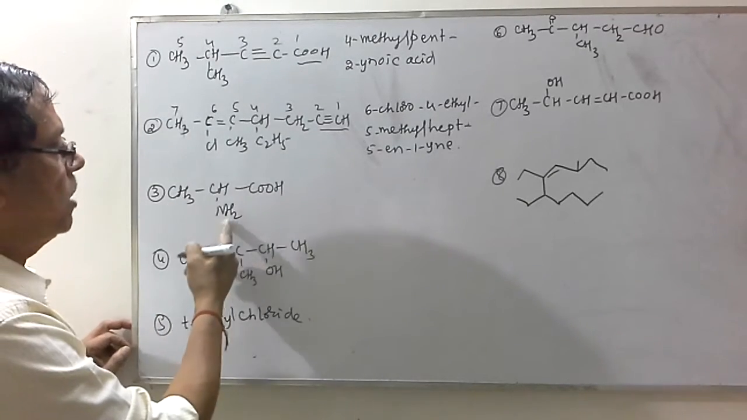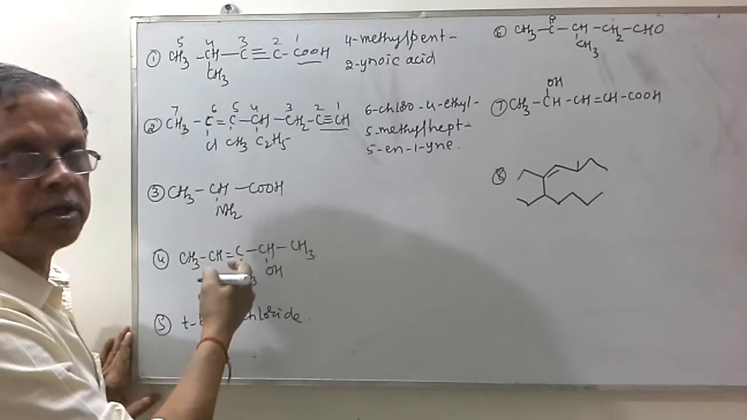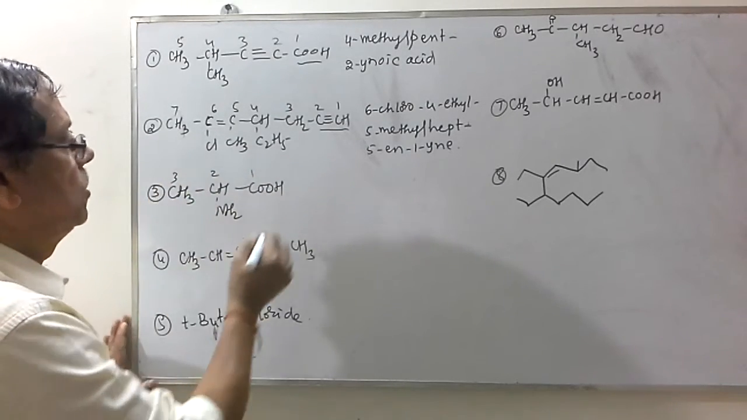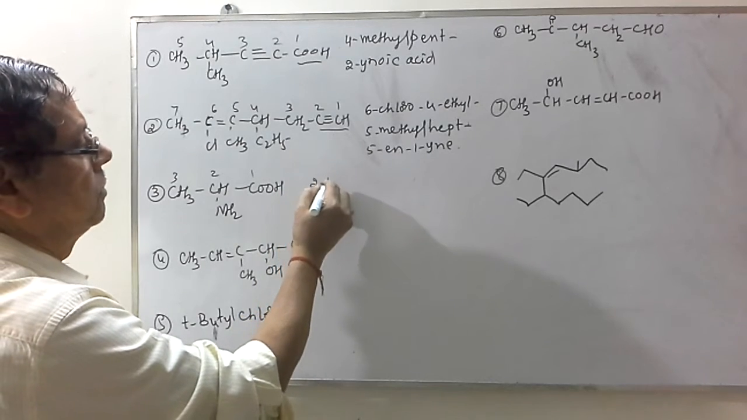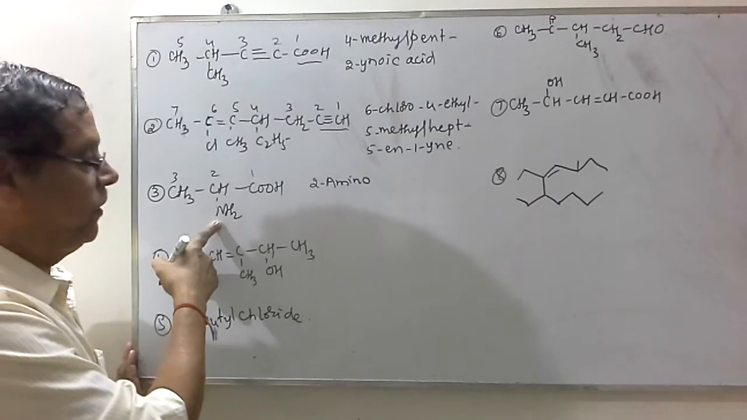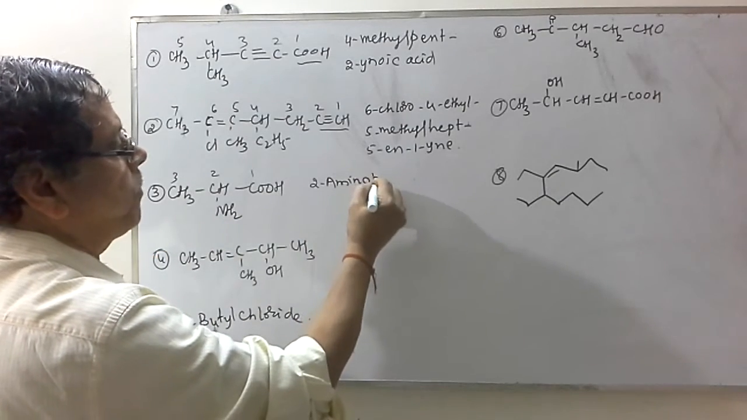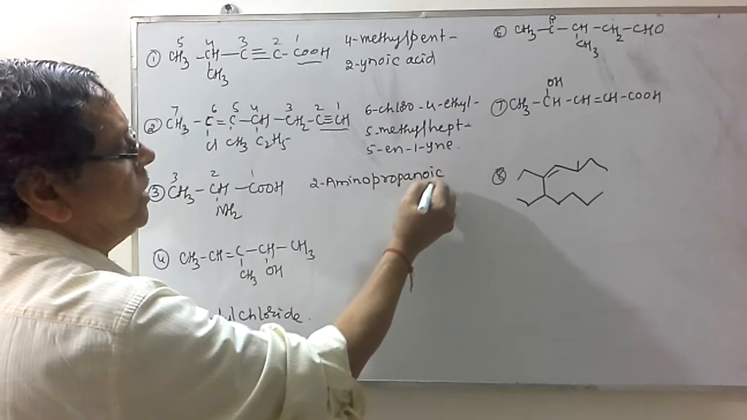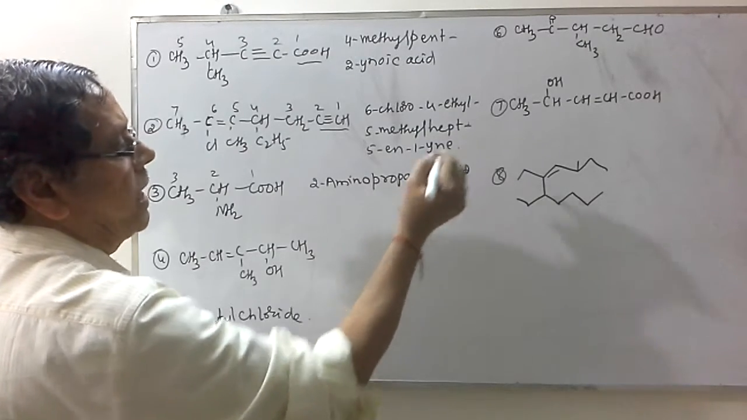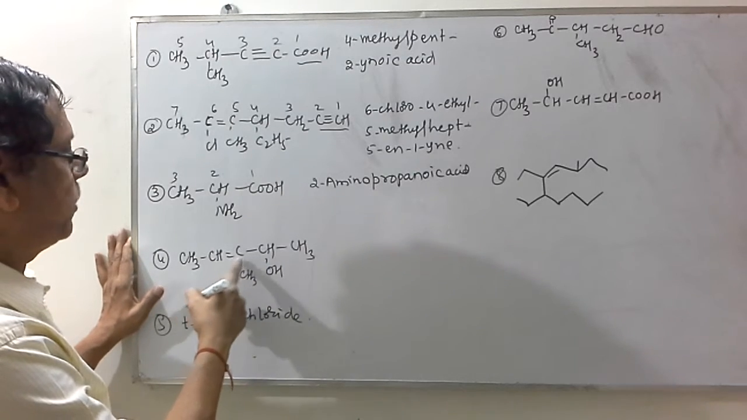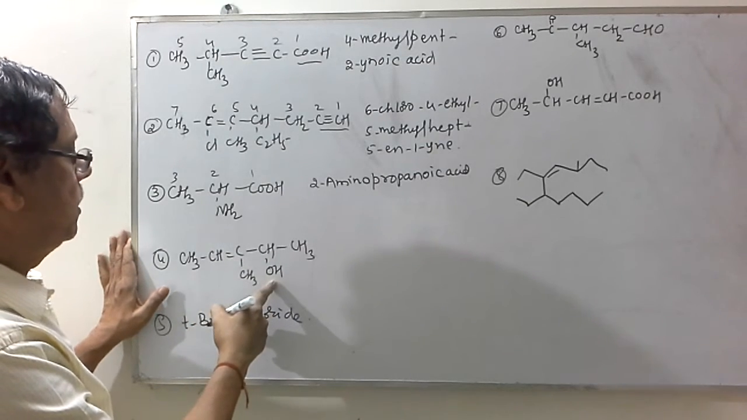Now there are 2 functional groups. One is amino group and another carboxylic group. As usual, like this. So it is 2-amino, because it is indicated with the prefix, 2-amino propanoic acid. Propanoic acid. The next one is there is a functional group double bond as well as OH group.